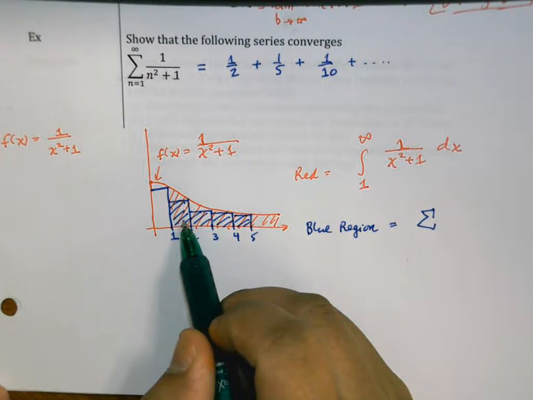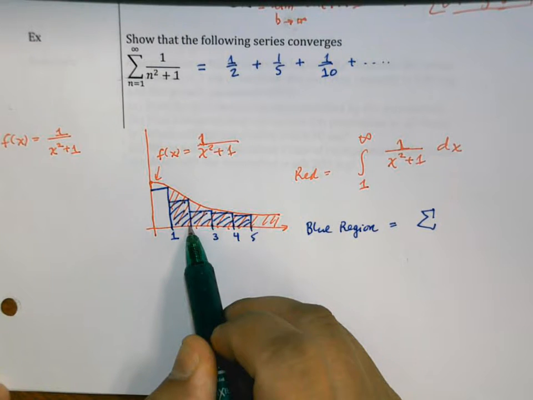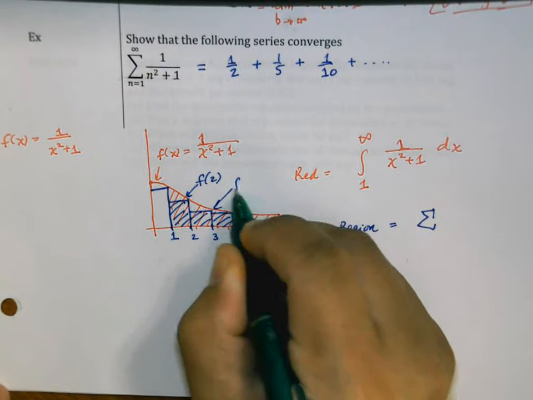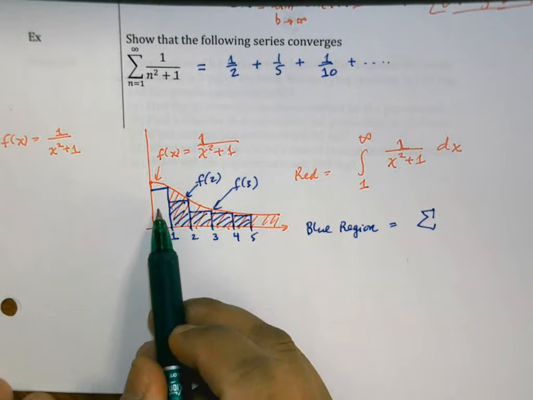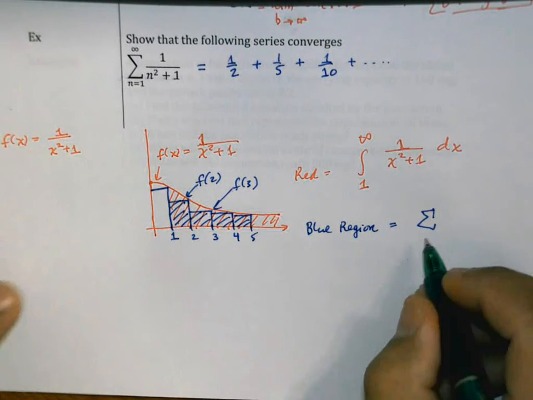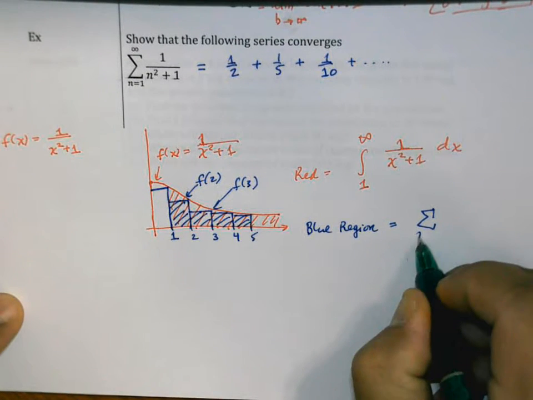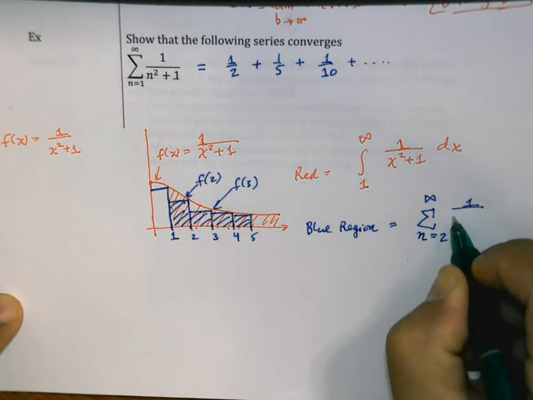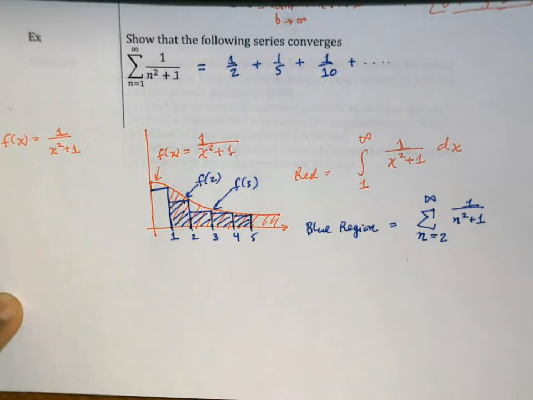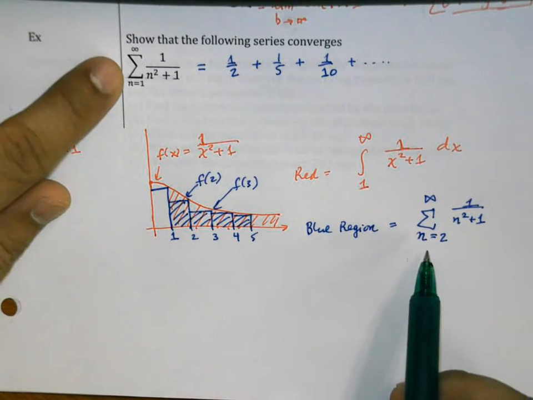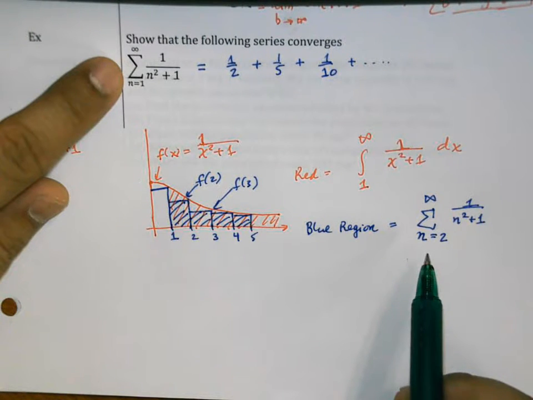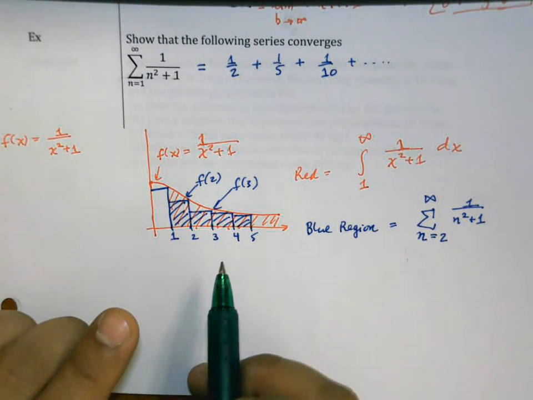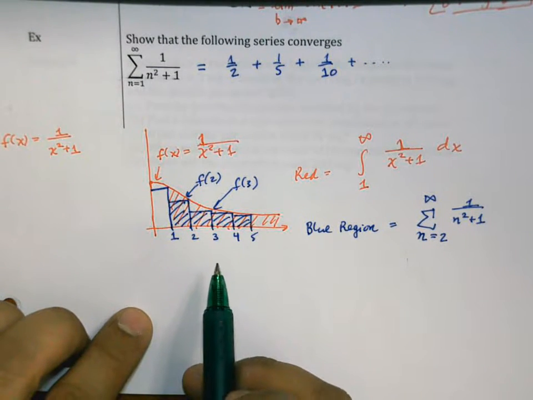So the area of this rectangle has a base of 1 and a height of, this height here is f of 2. Okay? This height here is f of 3. All right. So we actually miss out on one part of the series here. So the blue region is equal to the series n equals 2 to infinity of 1 over n squared plus 1. Okay. So this is not exactly the same as the series that we had before. But this is still enough for me to show you that it is convergent.